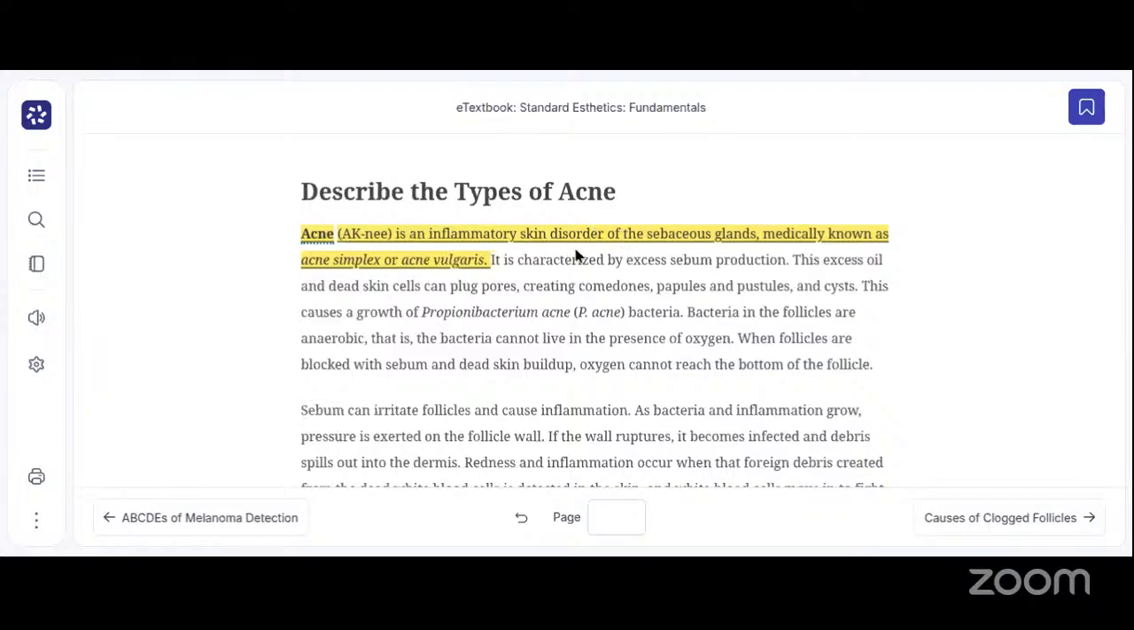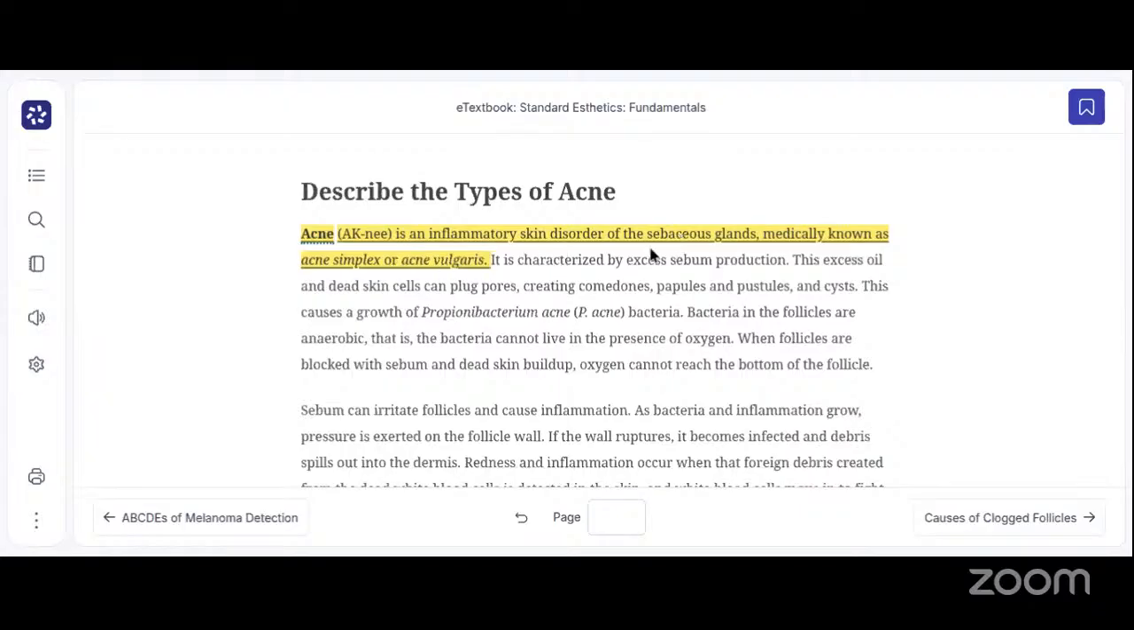Sebaceous glands. So it's a disorder of the sebaceous glands. Sebaceous glands are oil glands. Okay, so that means that oil glands are overproducing. This is why I say when you see the word acne, you should also see, okay, it's too much oil being produced. It's a disorder of the sebaceous gland.